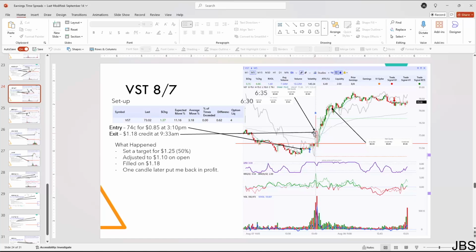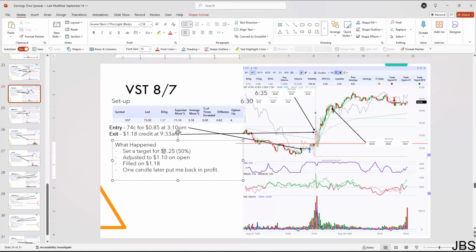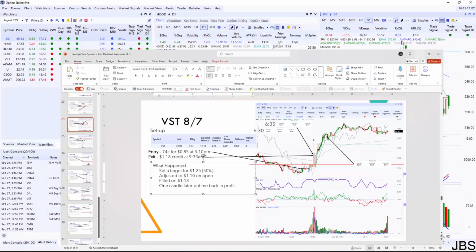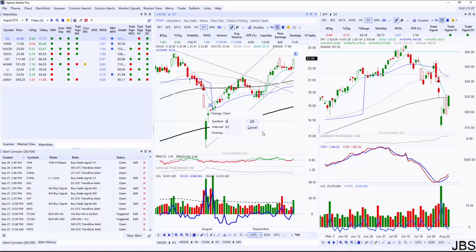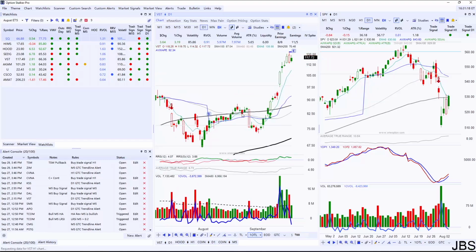And so I had it over here. I set a target for 125. Then I adjusted it to 110 on the open. And then I actually got filled at 118. So I got a pretty decent fill. And so I was worried about what was going on this candle. But the clue I think here for me was to just let that first candle finish. And that this tail on VST on some major horizontal support, we could have a little bit of pushback into that range.